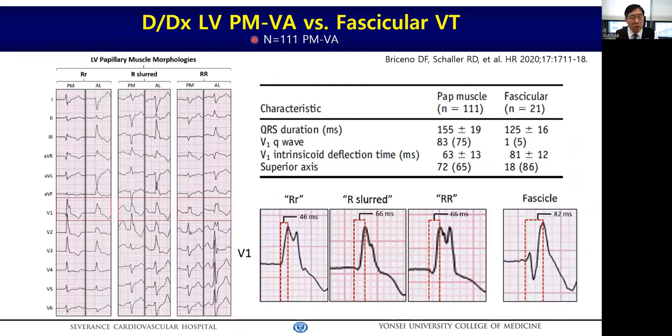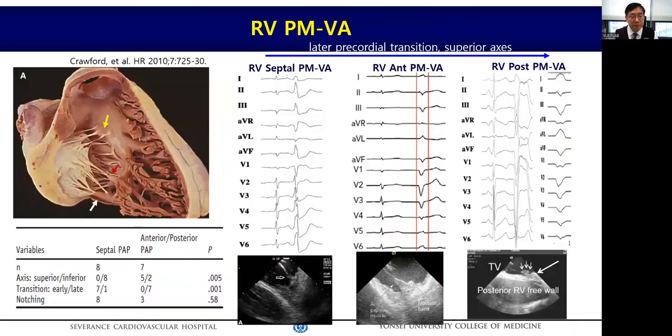Brisano reviewed over 100 cases of PAP ventricular arrhythmia, and PAP ventricular arrhythmia shows a wider QRS width and unusual RBBB morphology in V1. In other words, a bigger first R wave than second R wave compared to fascicular VT, and more importantly, small Q waves in V1. Personally, I look for these small Q waves in V1 and the absence of Q wave in aVL. Those favor a PAP ventricular arrhythmia.